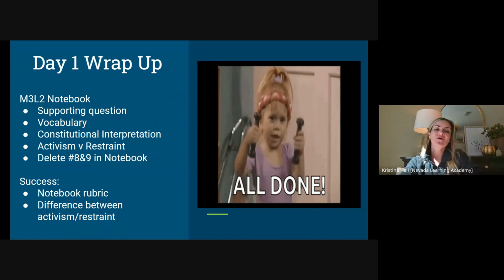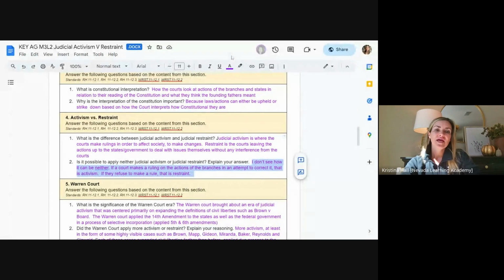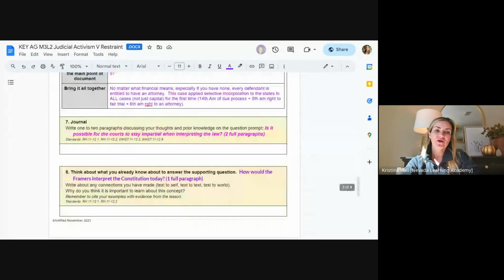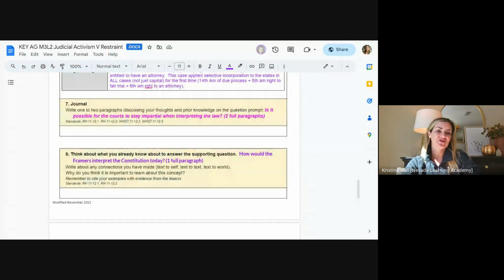If you haven't already, go ahead and delete 8 and 9 from your notebook. Sorry, 7 and 8. I didn't realize that there was no 9. Okay, 7 and 8. Go ahead and delete those from your notebook. Okay? That's it for today.